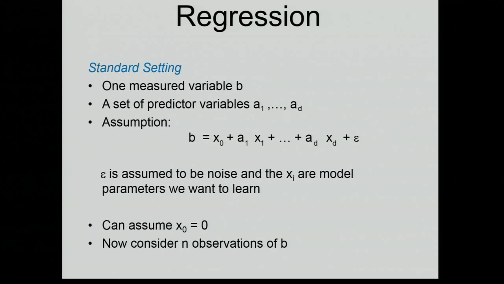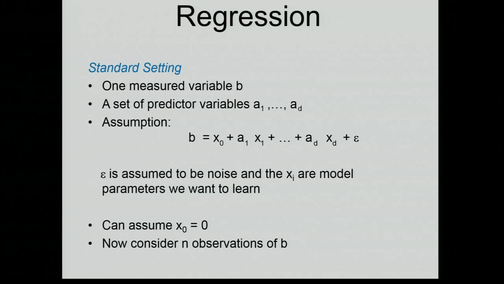Okay, so in the standard setting, you have one measured variable B, which was the voltage on the previous slide, and a set of predictor variables A1 through AD. On the previous slide, D was equal to 1, and it was just the current. And the assumption is that B and the variables Ai are linearly related, up to some noise. So what we have is that B is equal to x0 plus A1 x1 plus dot dot dot AD xd plus epsilon, where epsilon is some noise which may be stochastic, or it may be worst case.